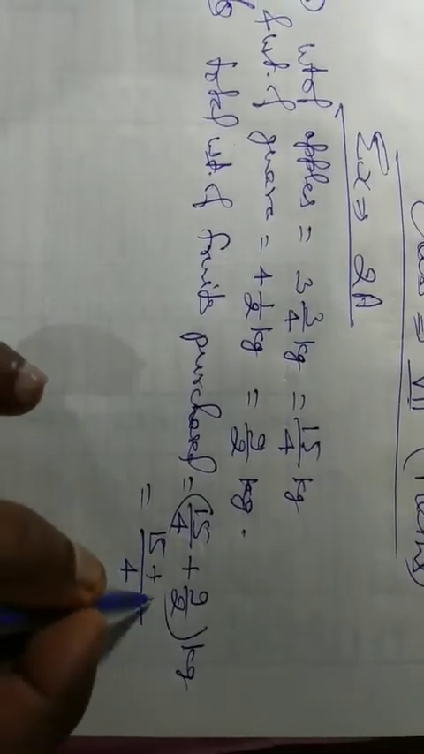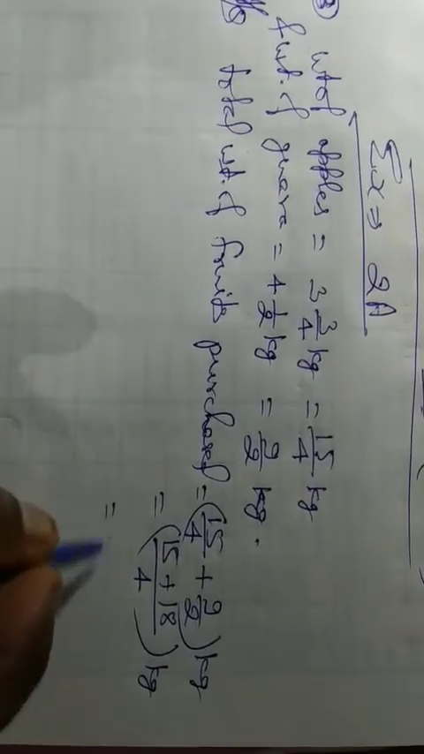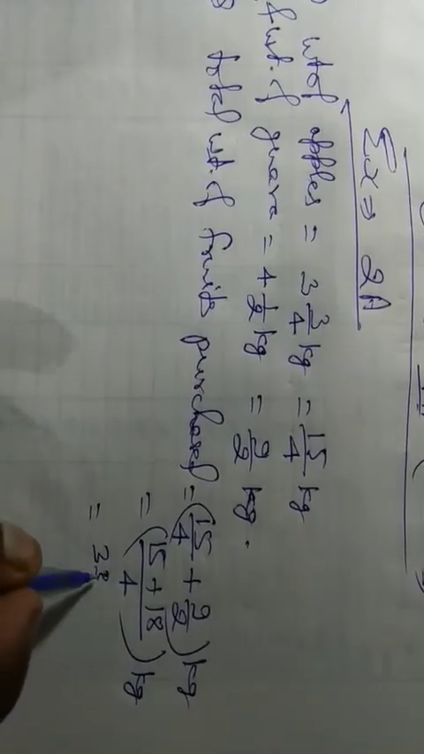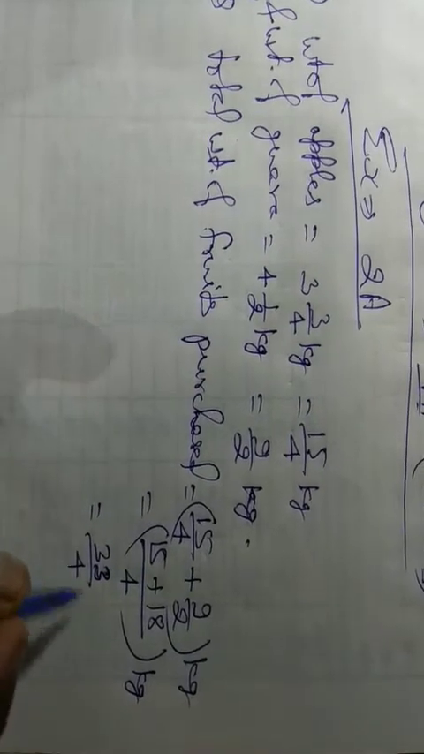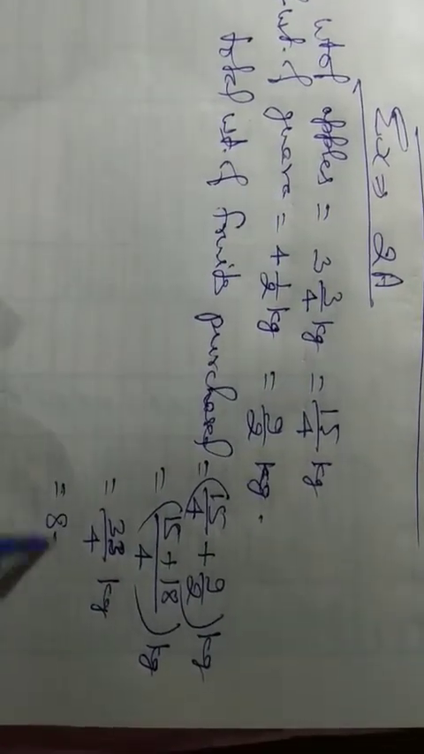After solving this, we get 33 by 4 kilogram. 4 times 8 is 32.